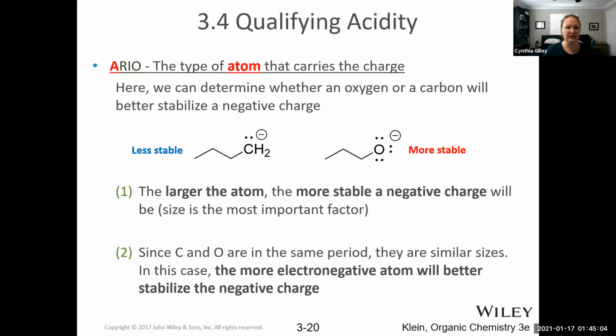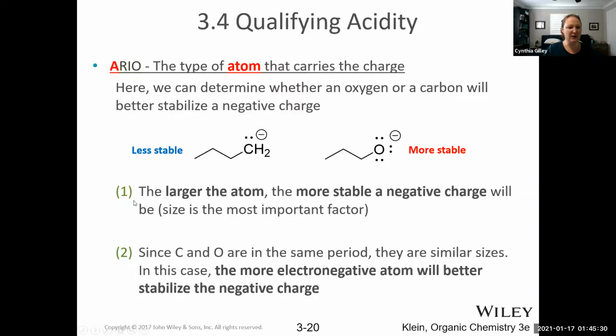And with the atom, there's two important factors. The first factor is the larger the atom, the more stable a negative charge will be. And this is really important. The size of the atom is the most important factor. But if there's no difference or very small difference, then we'll move to the second factor, which is the electronegativity.